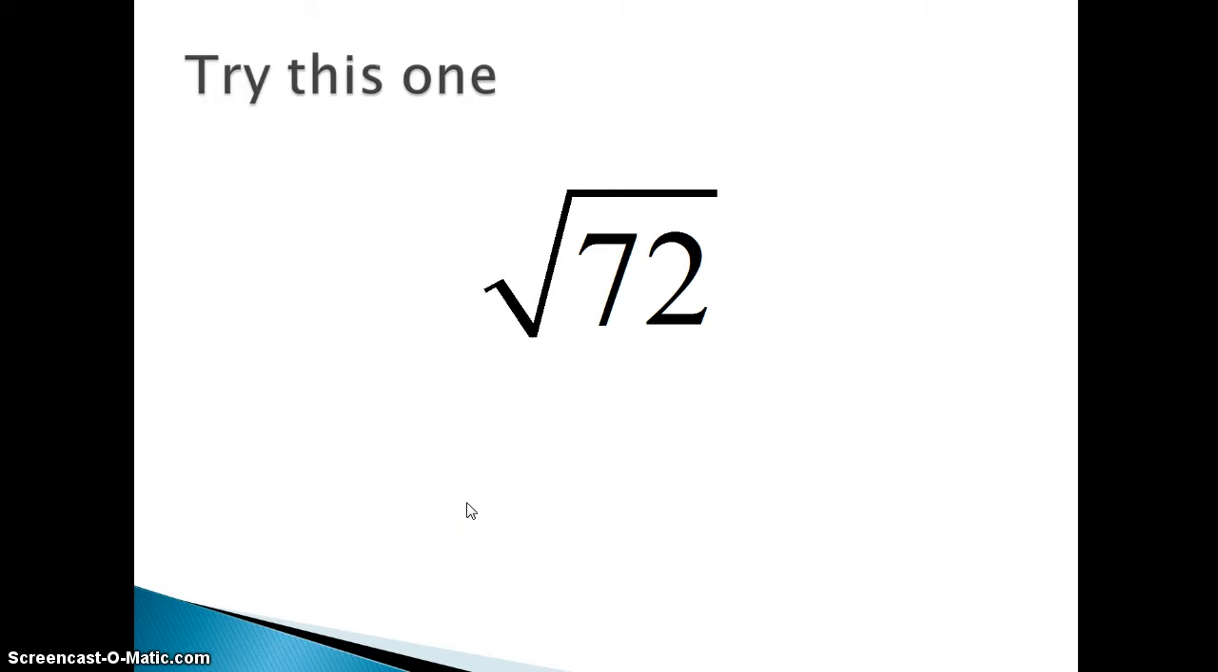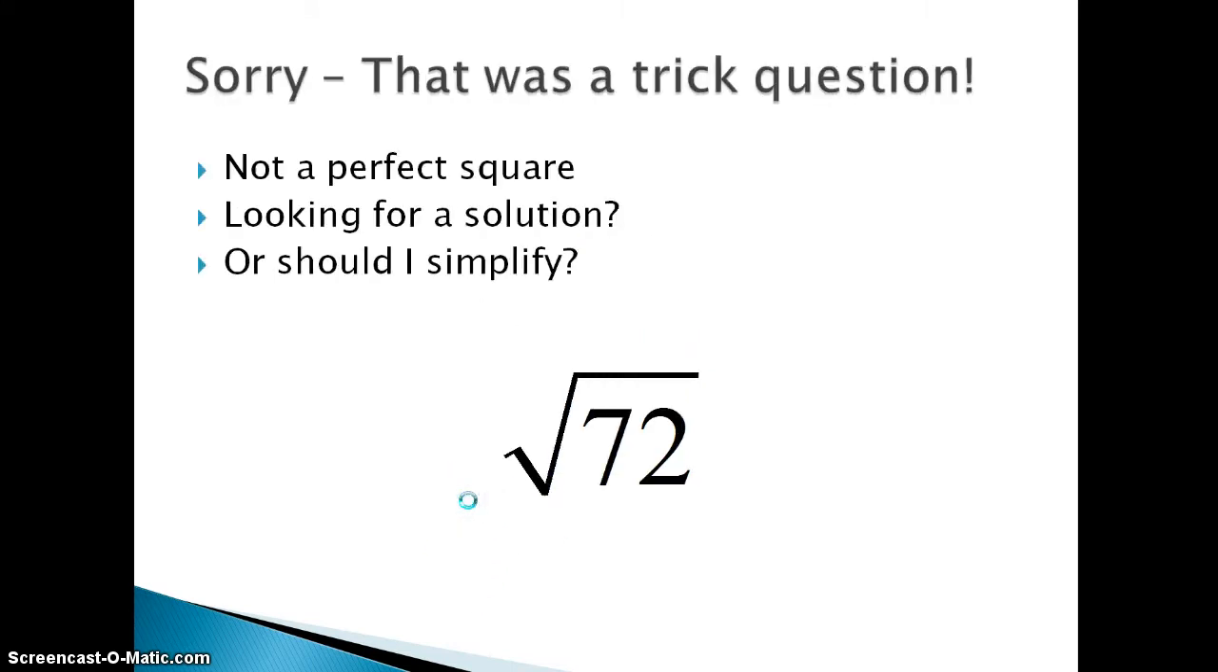Well, the first thing I want you to do is to do a factor tree. Oh, sorry, I forgot I put it in this slide. This was a trick question. It's not a perfect square. So are you looking for a solution? If you are, use your calculator. If not, you should simplify it. And for everything we're doing today, we are just simplifying. When you simplify, that means most likely you will have a radical left in your final answer.